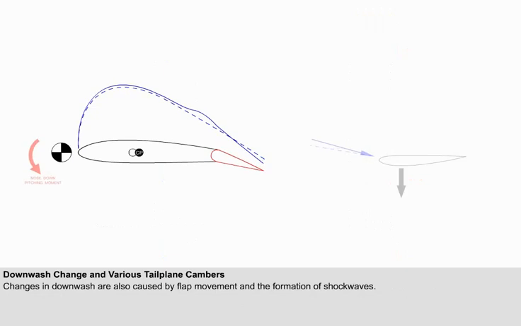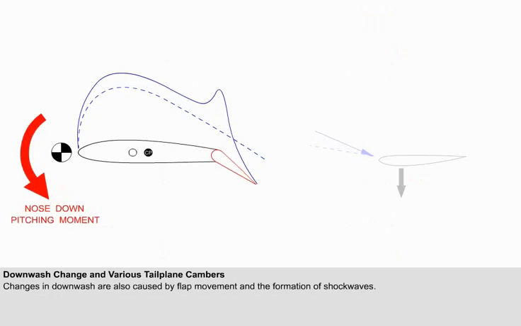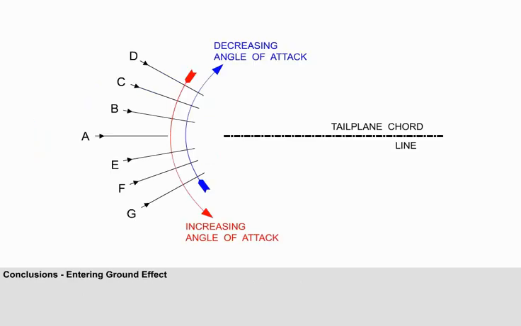Ground effect is not the only cause of changes in downwash. Flap movement and the formation of shock waves at transonic speeds will also alter the airflow, so appreciation of these phenomena is an important factor in a full understanding of the principles of flight. Increasing downwash, G to D, gives a decrease in tailplane effective angle of attack, and decreasing downwash, D to G, gives an increase. It is important to understand the effect of changes in downwash on the tailplane's angle of attack, but vital to understand their influence on pitching moments.